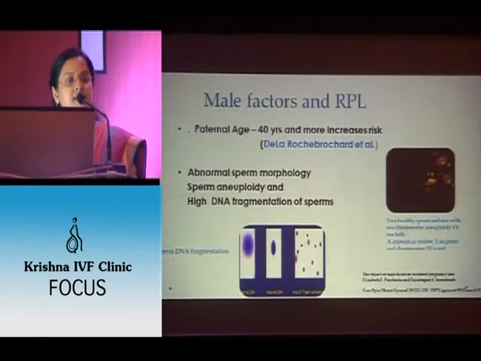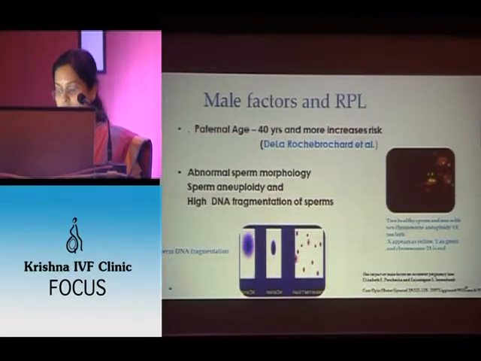Most of the studies conducted till date have focused mainly on female factor as a cause for recurrent pregnancy loss. Recent studies have demonstrated the association of male factor with recurrent pregnancy loss. And the factors considered here are paternal age, abnormal sperm morphology, sperm aneuploidy, and high DNA fragmentation rates. And I think we had extensive lectures about these factors as probable causes for recurrent pregnancy loss. So I'm not going into detail about these factors.